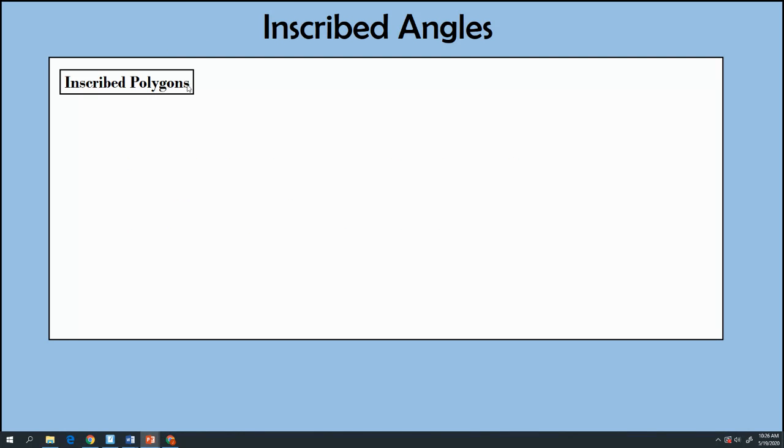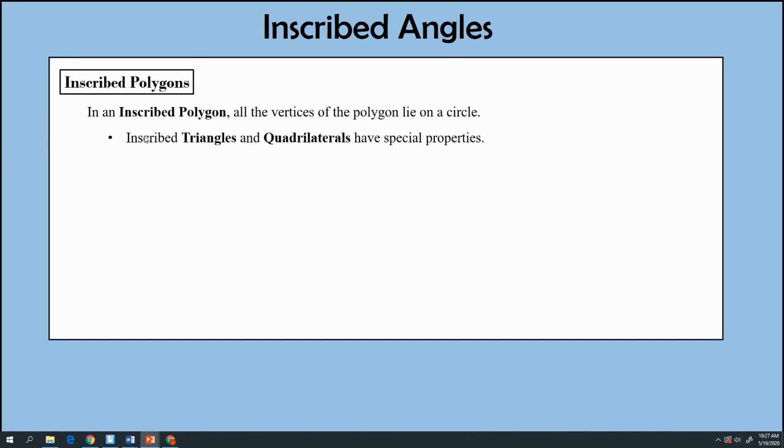Okay, so the first idea here is inscribed polygons. Inscribed means that the polygon is contained within the circle. Specifically, it means the vertices of the polygon are points that lie on the circle. Not every polygon can be inscribed in a circle. It's got to meet a certain requirement and have certain characteristics for that to happen. Triangles and quadrilaterals that can be inscribed within a circle do have some special properties, and these are the properties we're going to look at today.